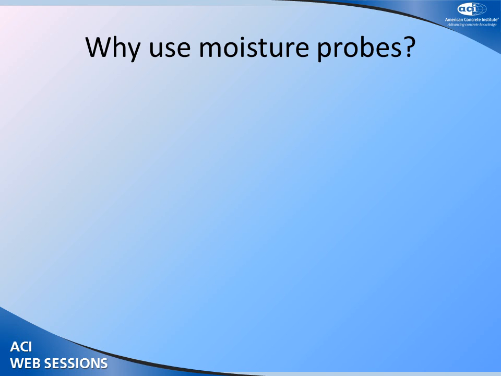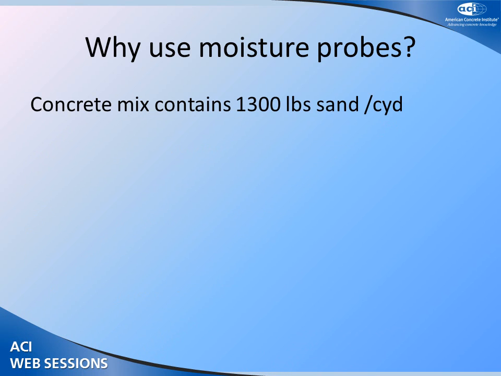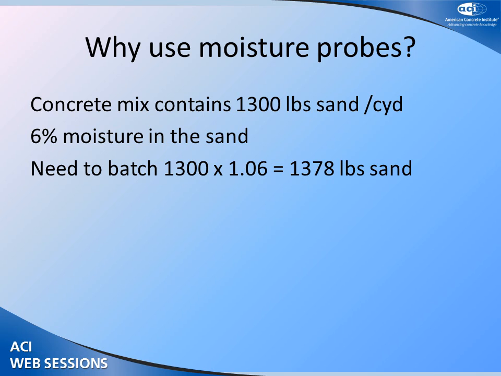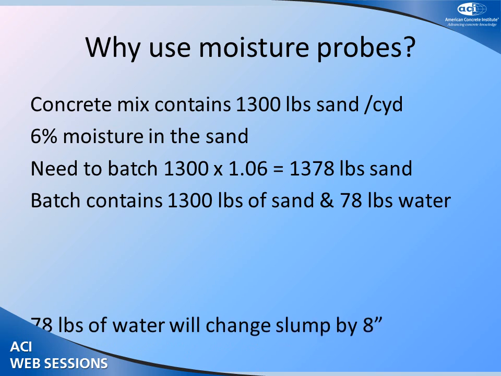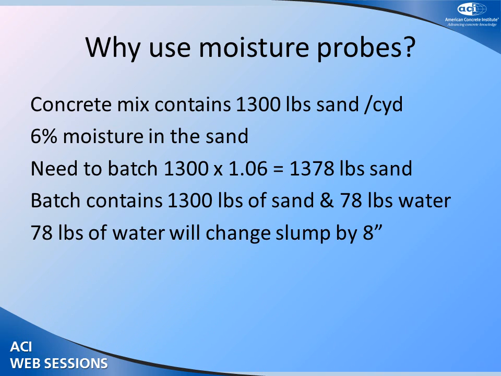Let's say, for example, we have a concrete mix that has 1,300 pounds of sand. Now, if that 1,300 pounds of sand has 6% moisture, that means that if we truly want to batch 1,300 pounds of sand, we have to multiply 1,300 times 1.06 to get 1,378 pounds of sand. And when we do that, we're going to get 1,300 pounds of sand and 78 pounds of water. We have to deduct that 78 pounds of water from our mixing water, because if we don't, we're going to increase our slump by about 8 inches.